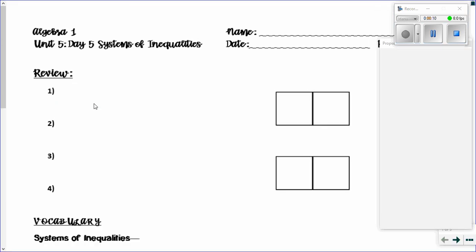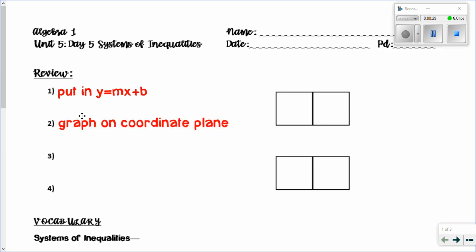Today we're going to be doing systems of inequalities, so very similar to just graphing linear inequalities, but now we just have more than one, so let's do a quick review. So when you're graphing inequalities, you've got to do 4 steps. You've got to first put it in slope-intercept form, y equals mx plus b. Then you're going to have to graph those lines on the coordinate plane.